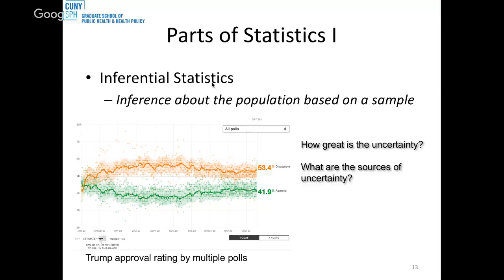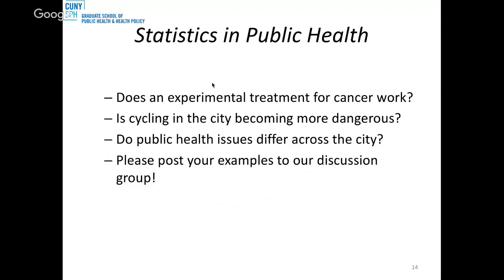But to make inference like that, it's not enough just to know that there is a difference in the disapproval and approval ratings. You need to know how great the uncertainty in those estimates is and what the sources of uncertainty are. And specifically, are they causing random uncertainty that's equally likely to be higher or lower than the true answer, or are they biases that tend to take you in one direction or the other?